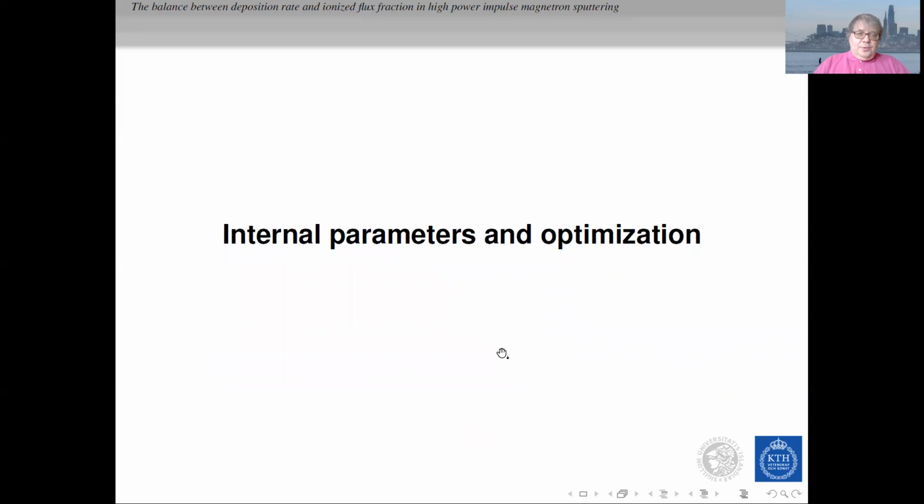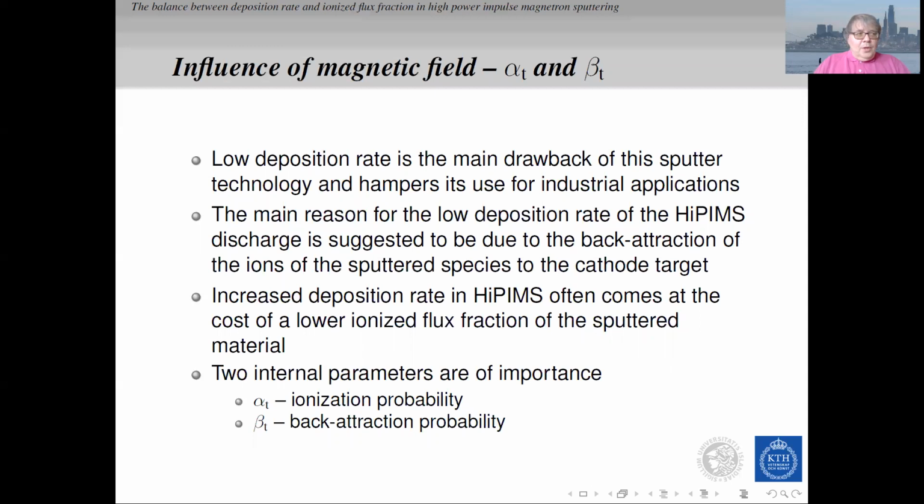So we set out to understand this, and to do this, we look at the internal parameters and give a hint for optimization of the HIPIMS discharge. So the low deposition rate is actually the main drawback of the HIPIMS technology, and this hinders somewhat the use for industrial application. The main reason for the low deposition rate is believed to be the back attraction of the ions of the sputtered species.